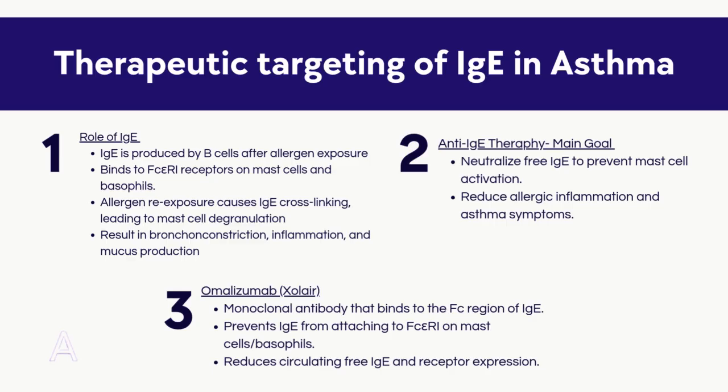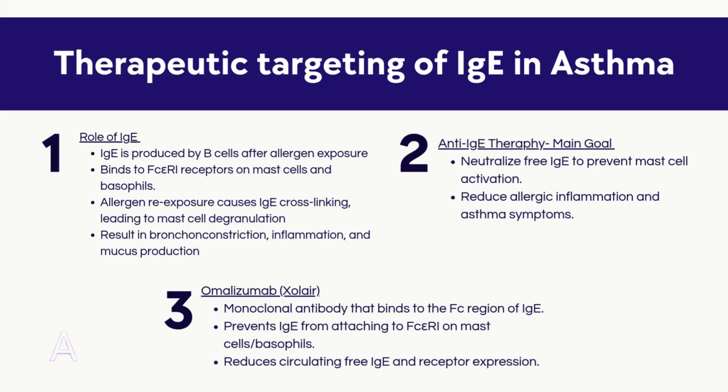Firstly, role of IgE. IgE is produced by B cells after allergen exposure, and binds to Fc epsilon R1 receptor on mast cells and basophils. Allergen re-exposure causes IgE cross-linking, leading to mast cell degranulation, resulting in bronchoconstriction, inflammation, and mucus production. Secondly, anti-IgE therapy. The main goal is to neutralize free IgE to prevent mast cell activation, and reduce allergic inflammation and asthma symptoms.